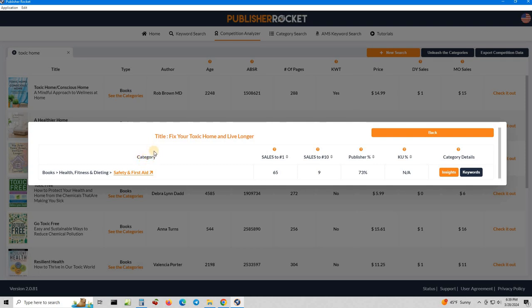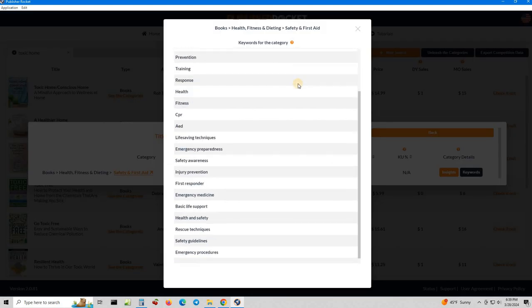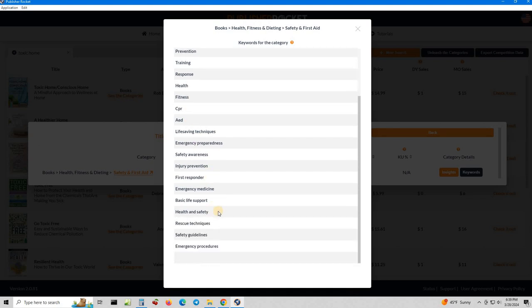You have that section where you're adding keywords. Like, where do you want your book to show up? Under what keywords do you want people to type to find your book? Well, if you want to be in this category, which you are, there they are. Problem is, not all of them are pertinent to your book.